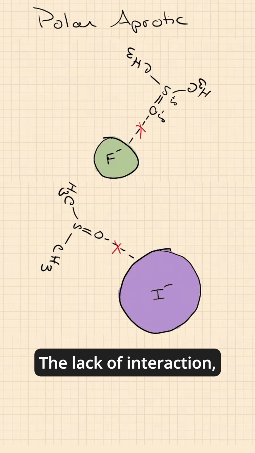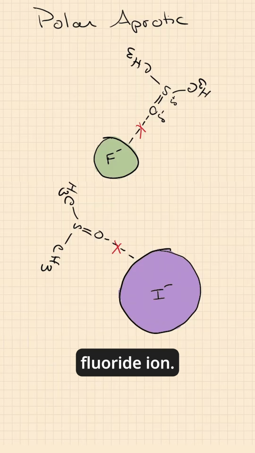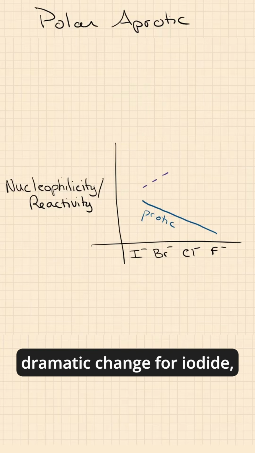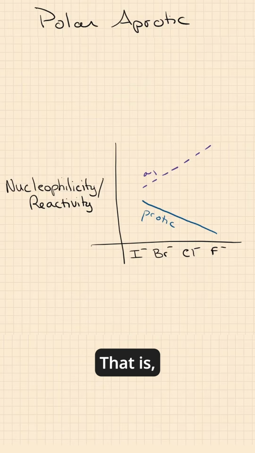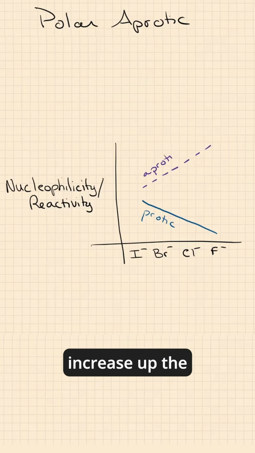The lack of interaction, though, makes a big difference for the fluoride ion. Without the attraction of a hydrogen bond, fluoride is no longer trapped by the solvent, freeing it to react, which it will do very strongly. This dramatic change for fluoride, coupled with the less dramatic change for iodide, causes the trend for nucleophilicity to reverse in aprotic solvents. That is, nucleophilicity will increase up the periodic table.